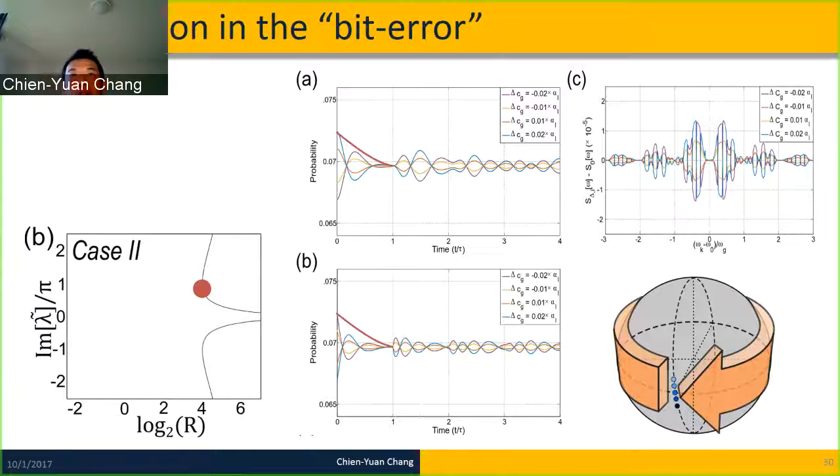So we see that, we call this bit error. Usually we want half probability for one state and half for the other. But most of the time, when we cannot prepare them perfectly, we have this bit error. In this study, I'm showing you that this bit error can be stabilized as time goes on.